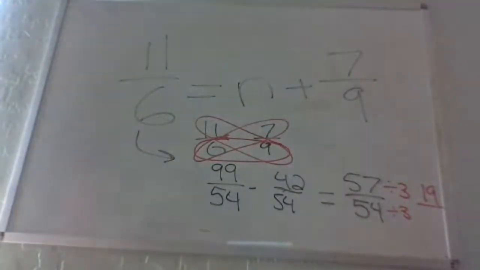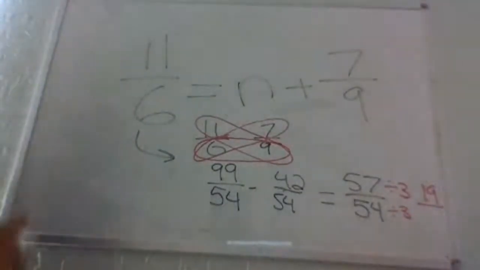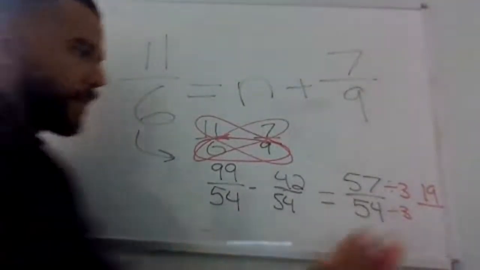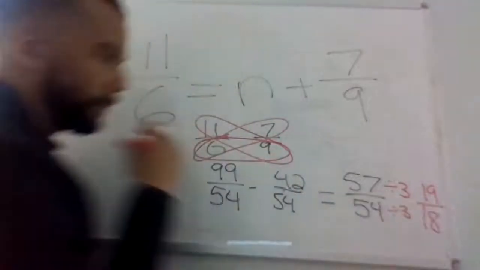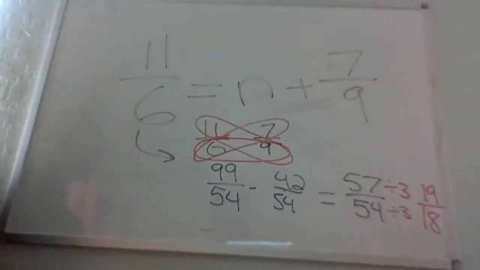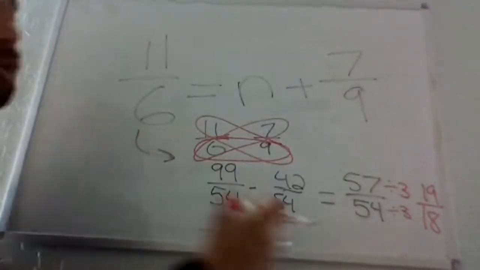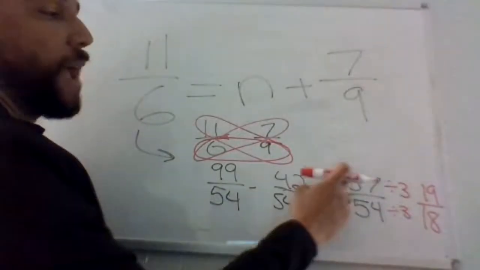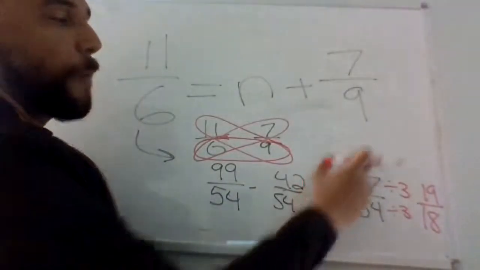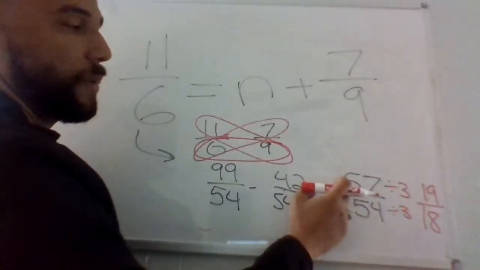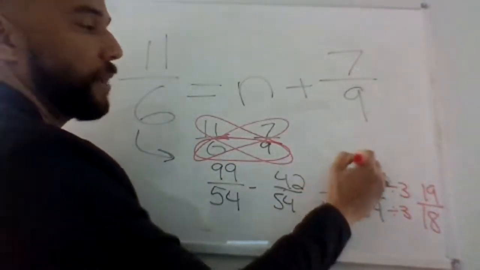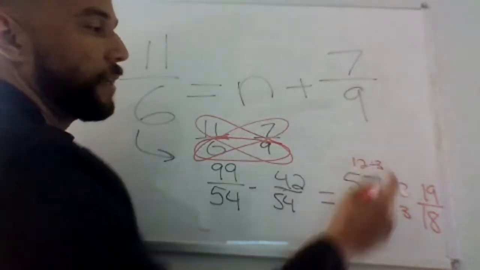Okay, so 3 goes into 54 18 times? And how do you know that 54 can be divided by 3? Well, because I just kept dividing and subtracting. Well, remember the rule I gave you a few minutes ago? If you add these numbers together and whatever number that is can be divided by 3, then this number can be divided by 3. So 5 plus 7 is 12. Can 12 be divided by 3?